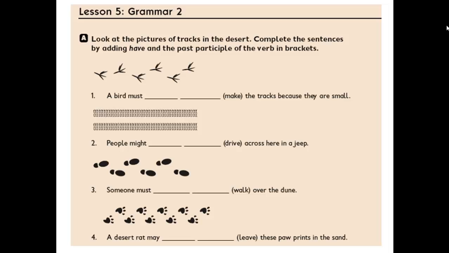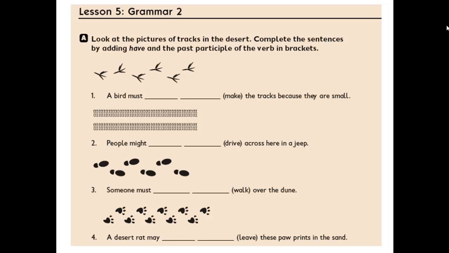Number 1, a bird must make the tracks because they are small. Here we have to use make. Make in the past participle is made. After must we have to put have. So the sentence becomes: a bird must have made the tracks because they are small.